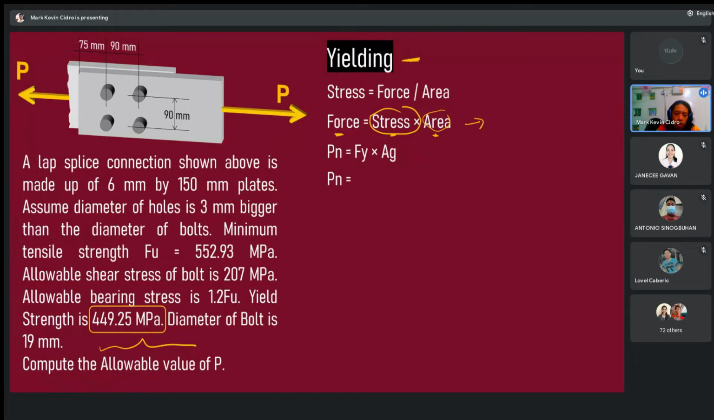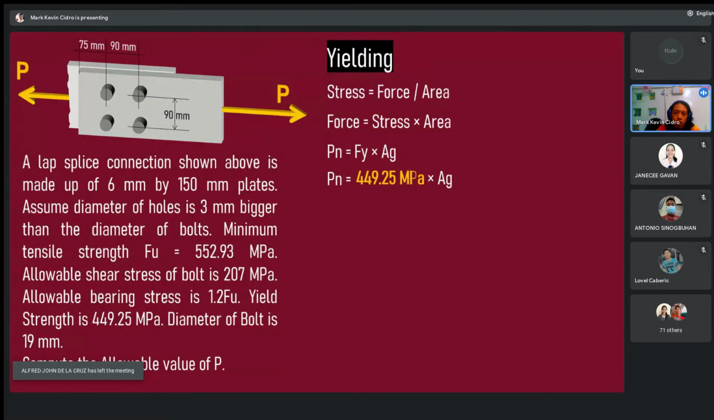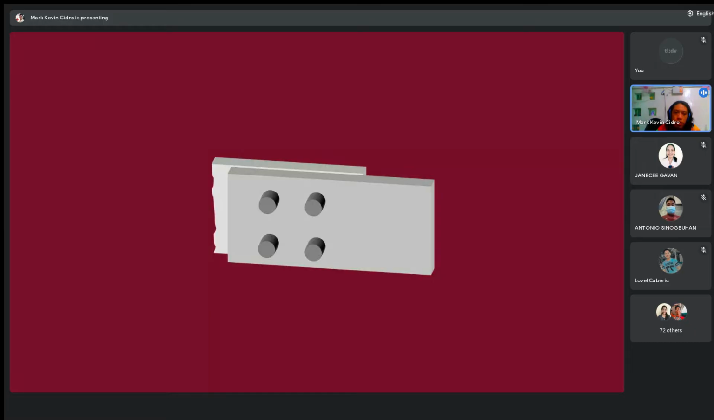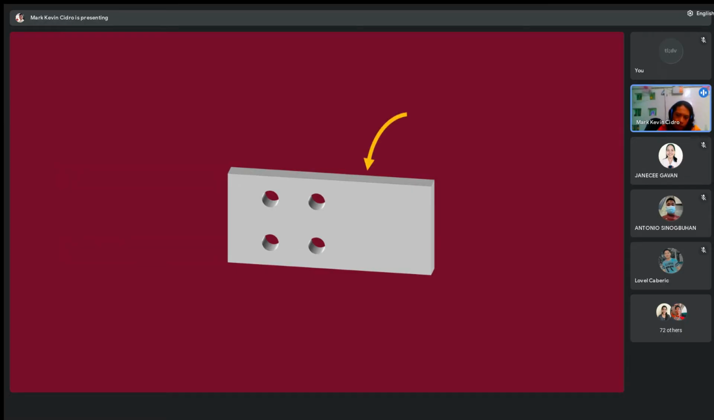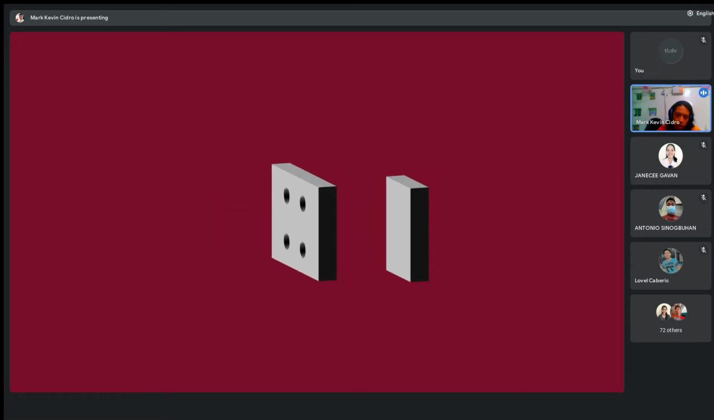Now we have there given the yield strength. It's right here, 49.25 megapascal. And your AG here. Okay, hanapin natin ang AG. Let's take a look at this figure. Di ba? Failure due to yielding. Ibig sabihin nito, ang member mismo ang nag-fail. Nag-yield siya. Okay? So, if this is your member, nag-yield dito, dito siya nakaputol. Nakikita niyo? So, ito ang area, this area right here.